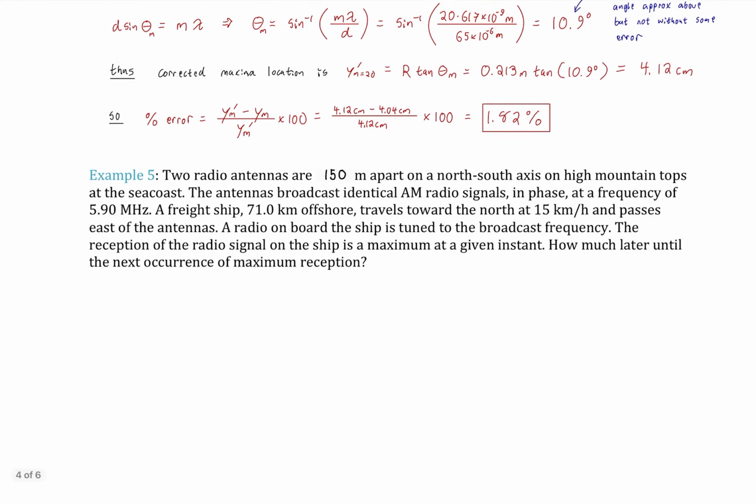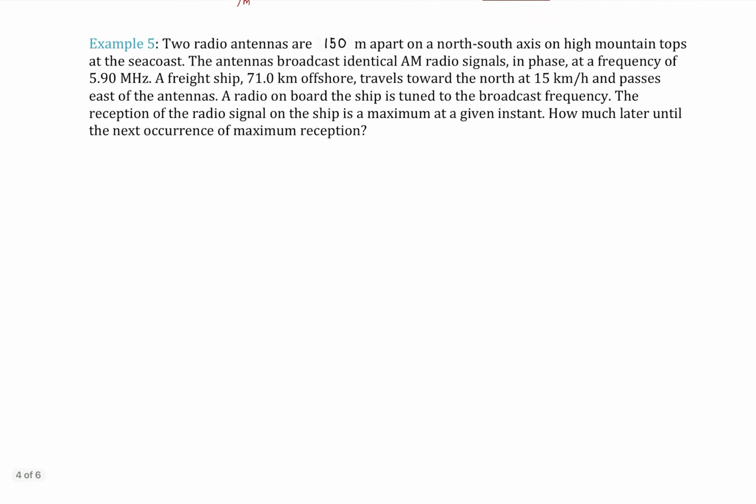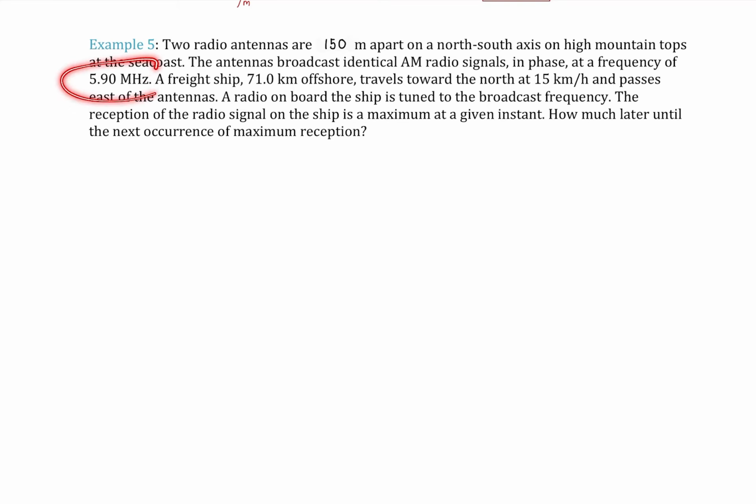Okay, let's do another one. But this one, instead of infrared or visible light, uses radio waves, or very long waves. I changed the number here to make the problem work a little better. I'm going to have my two radio antennas 150 meters apart, on a north-south axis on high mountaintops on the seacoast. The antennas broadcast identical AM signals, so coherent, in phase, at a frequency of 5.9 megahertz. We'll have to turn that into a wavelength.